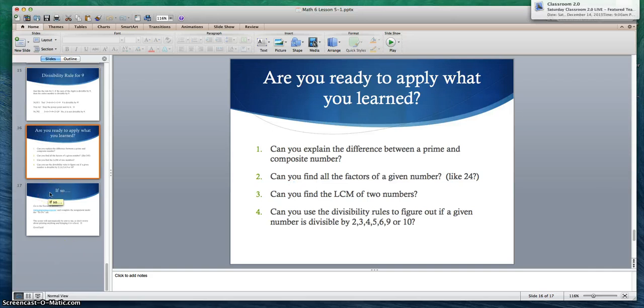Okay, so we learned a lot today. So are you ready to apply what you learned? Can you explain the difference between a prime and a composite number? If you can't, then go ahead and go back in this PowerPoint and look it up. Can you find the factors of a given number like 24? Can you find the least common multiple of two numbers? And can you use the divisibility rules to figure out if a given number is divisible by 2, 3, 4, 5, 6, 9, or 10?